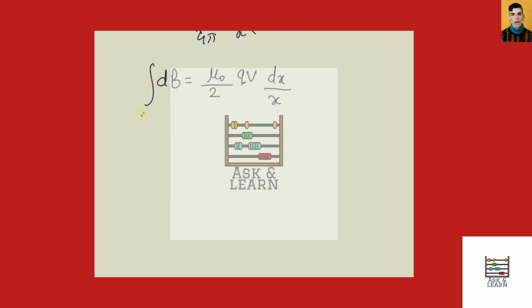If we integrate over the entire radius, from 0 to r, we get B is equal to mu naught divided by 2 into q times v into ln of r. So this is the equation which we obtain.